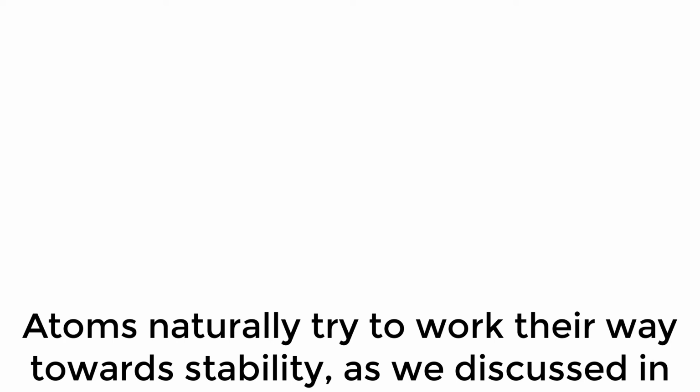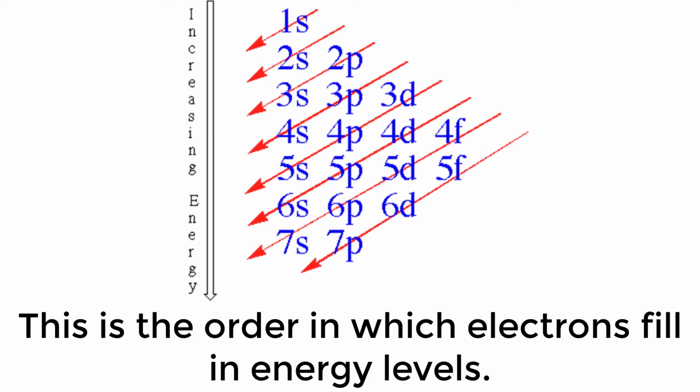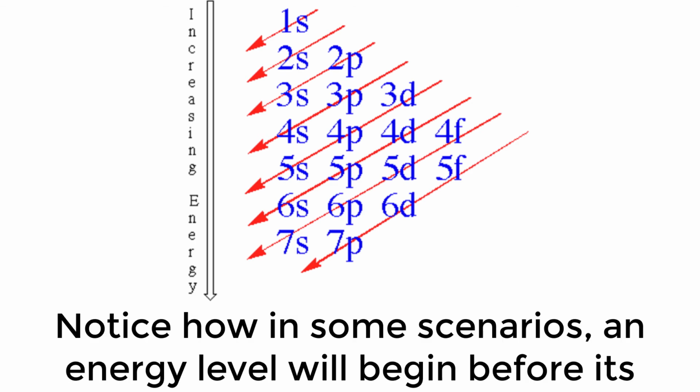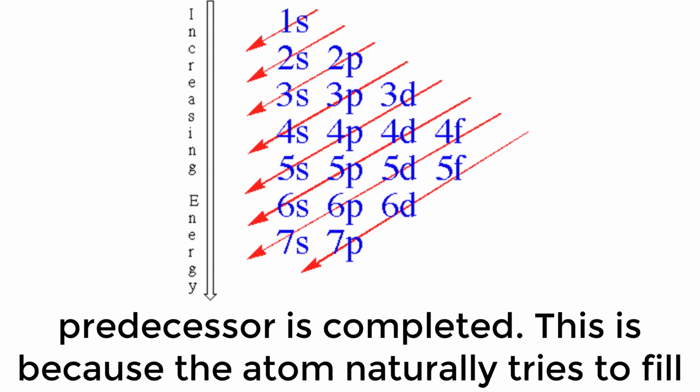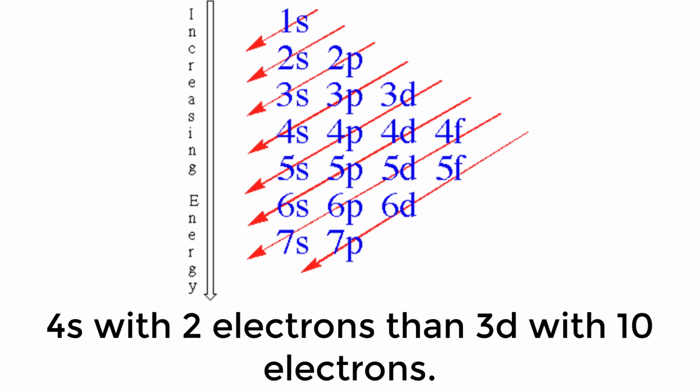Atoms naturally try to work their way towards stability, as we discussed in my last video. This means that atoms try to work towards the lowest possible energy because the high energy systems are unstable. This is the order in which electrons fill in energy levels. Notice how in some scenarios, an energy level will begin before its predecessor is completed. This is because the atom naturally tries to fill its energy levels with the least amount of energy as possible. It's easier to fill 4s with 2 electrons than 3d with 10 electrons.